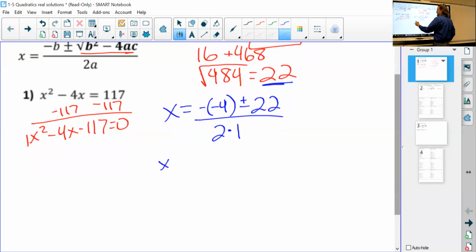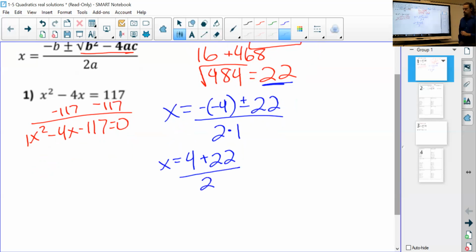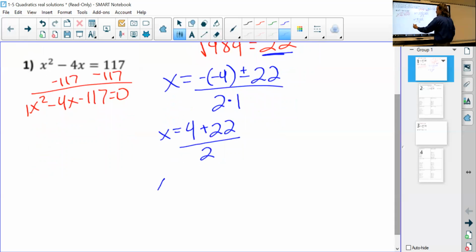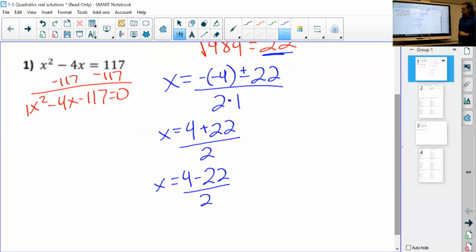So I'm going to say x either equals, and we'll simplify this down. So negative 4 is just 4. We're going to do the plus, so plus 22 over 2 times 1, which is 2. Okay, so that's one equation we can solve. And then we can also do the negative version, so x equals 4 minus 22 over 2. Okay, so we just have to solve these because we're going to have 2 real answers. So we work out both of these, and both of those will be solutions.